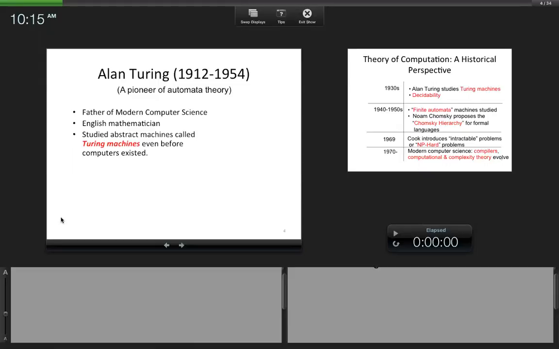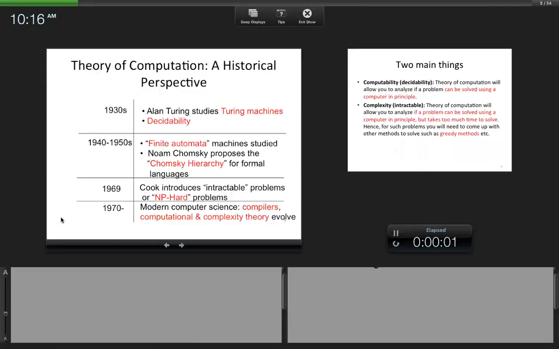Now, this is basically the timeline. First, Turing machines. With a Turing machine, you will be able to analyze a particular problem, in the sense that you'll be able to say whether this particular problem can be solved by a machine in principle. You should be able to decide if a problem can be solved by a machine or not using a Turing machine.